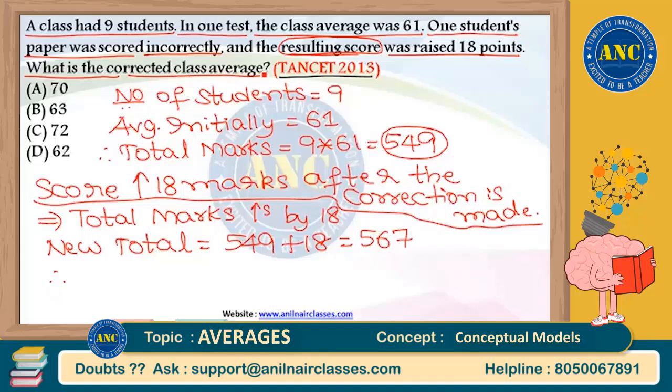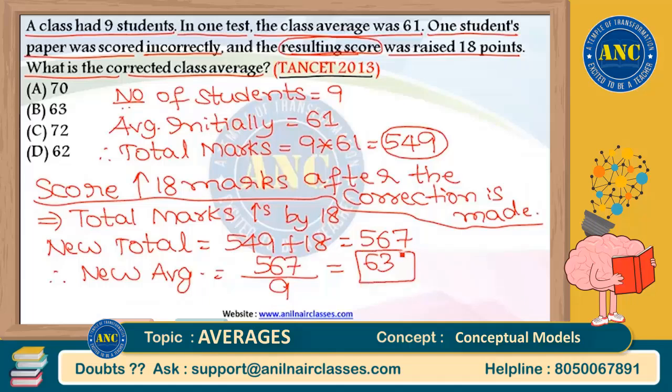Find the corrected average is the question. What is the corrected class average? The new average after the correction is 567 divided by the 9 students. 567 divided by 9 is 63. Earlier, when the incorrect correction was made, the average was 61. Because of the correction, the average became 63.